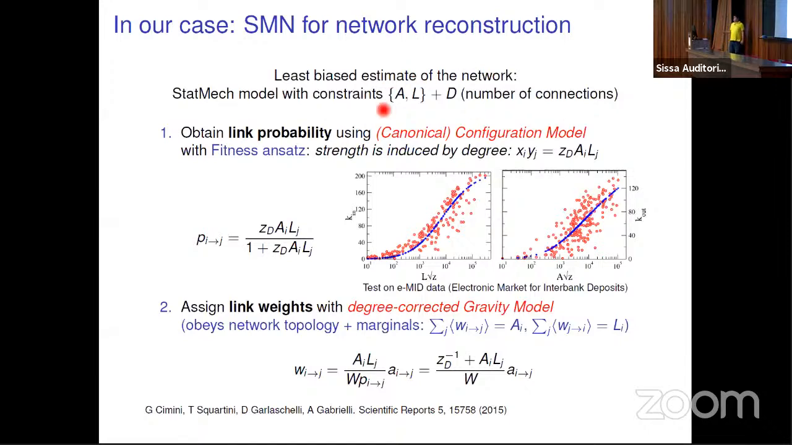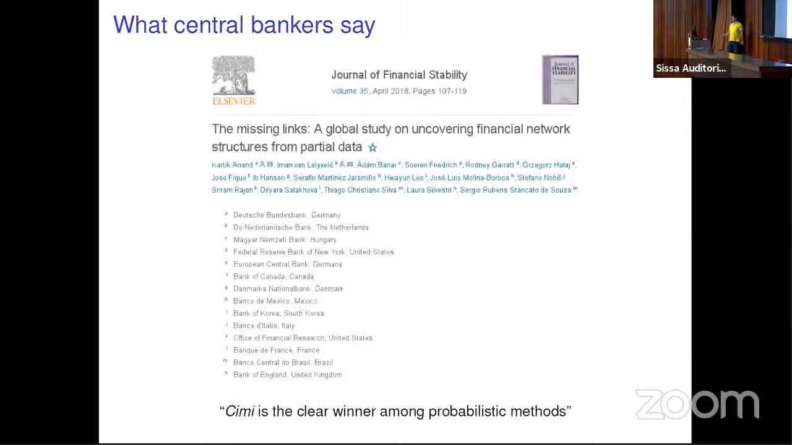The final outcome of this construction is a connection probability between each pair of nodes, which is just a function of the exposure of the banks that we know. From this, we assign weights according to a modified version of the gravity model, in economics terms, not in physical terms. There is no distance here, just the product of two masses. As I said, this is a very simple and effective technique to generate interbank networks, and it was liked very much by practitioners in the field.